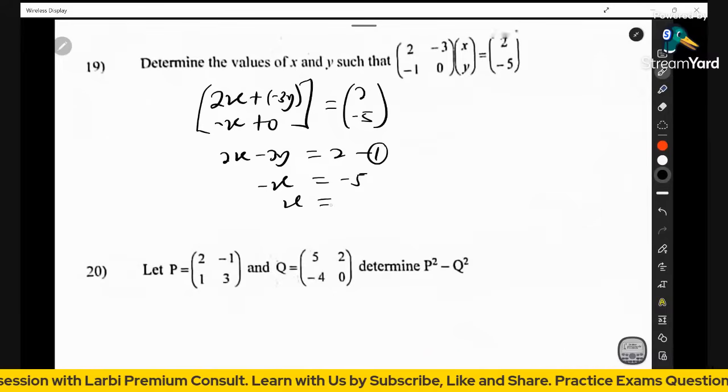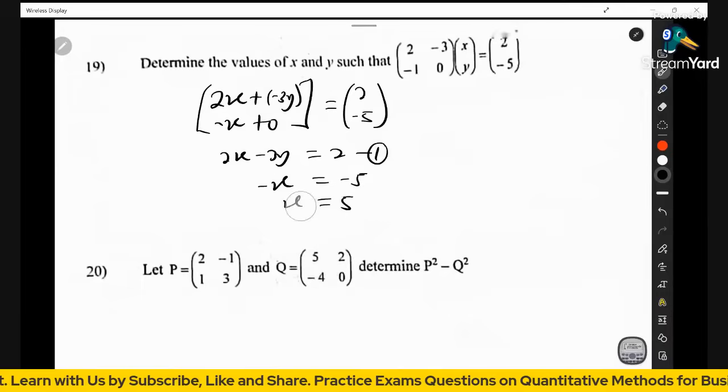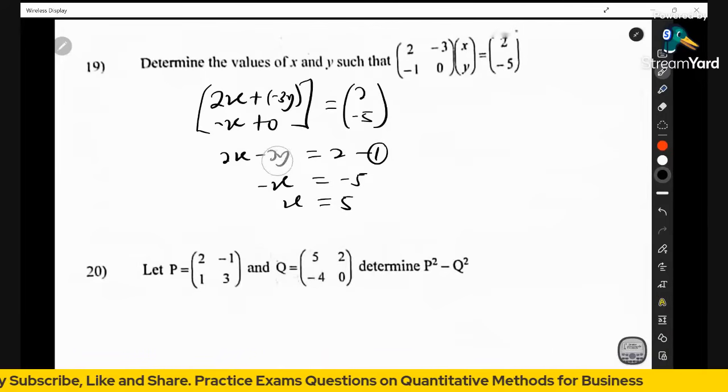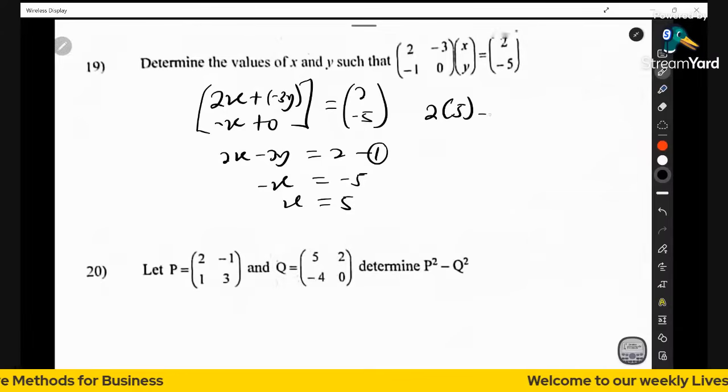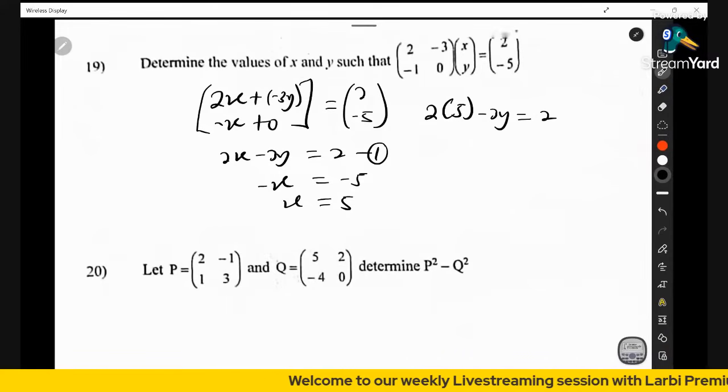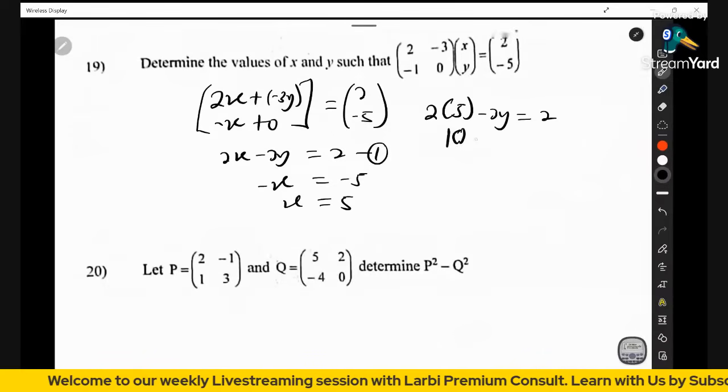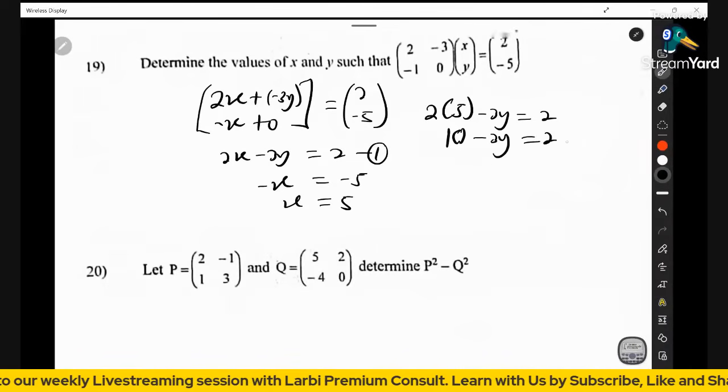So therefore, x equal to positive 5. So once you get x equal to positive 5, then we can find the value of y from this equation. Okay, so since we know x equal to 5, we can say that therefore 2 into bracket 5 minus 3y should be equal to positive 2. So what are we getting? We get here to be 10. Here is 3y, here is positive 2.